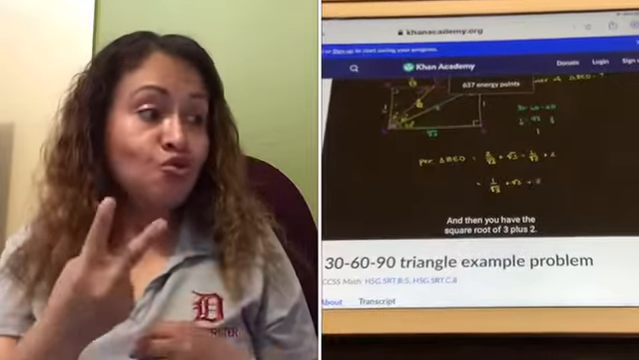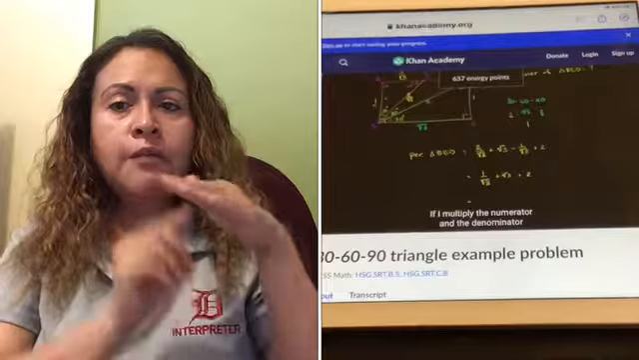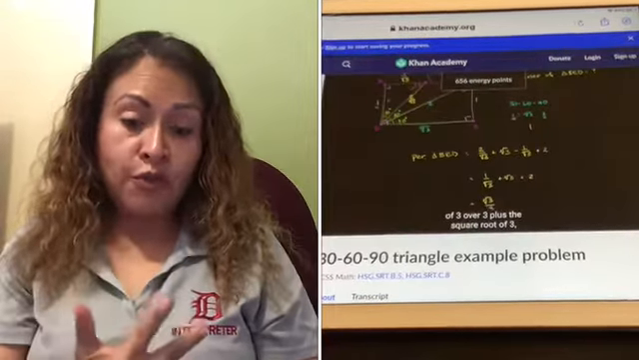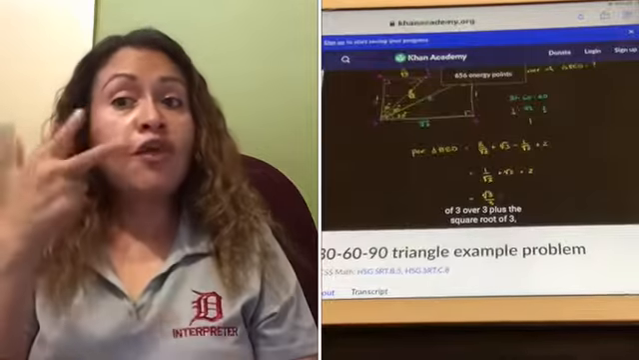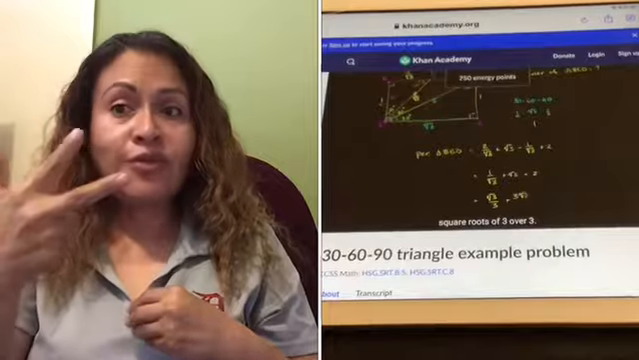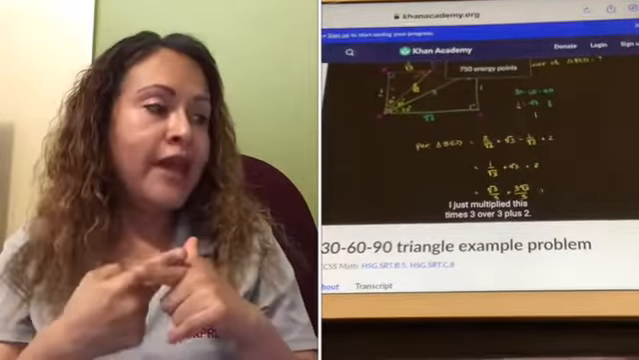And let's see, I can rationalize this. If I multiply the numerator and the denominator by the square root of 3, this gives me the square root of 3 over 3 plus the square root of 3, which I can rewrite as plus 3 square roots of 3 over 3, right? I just multiplied this times 3 over 3, plus 2.